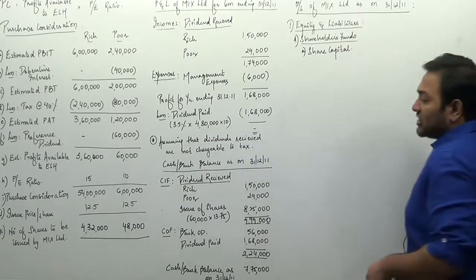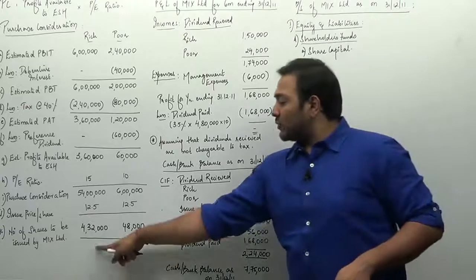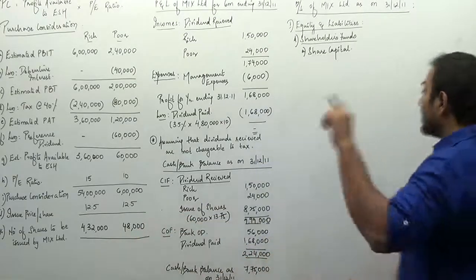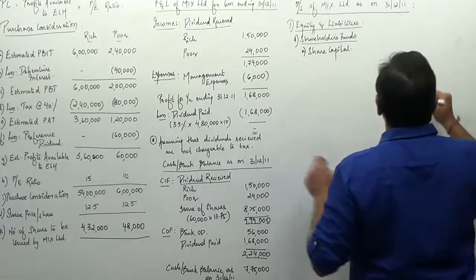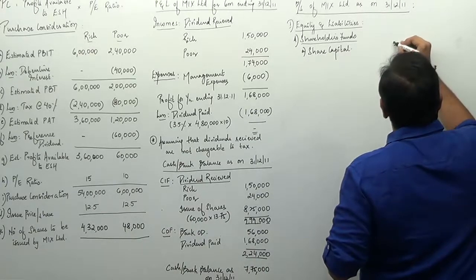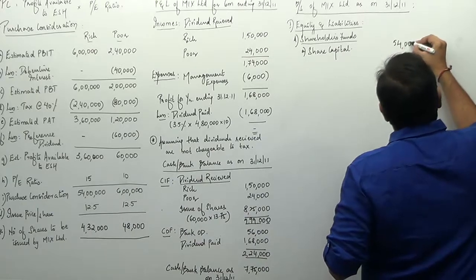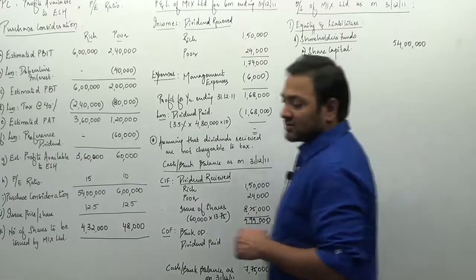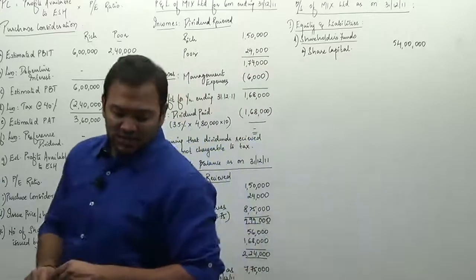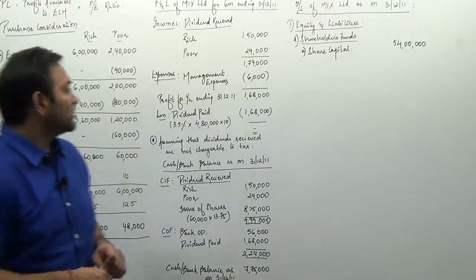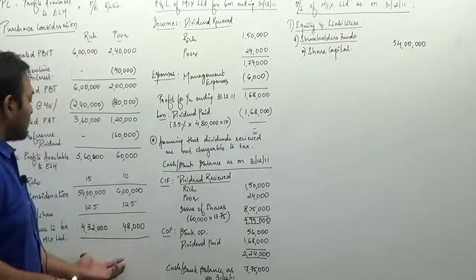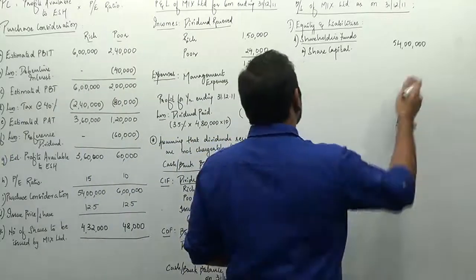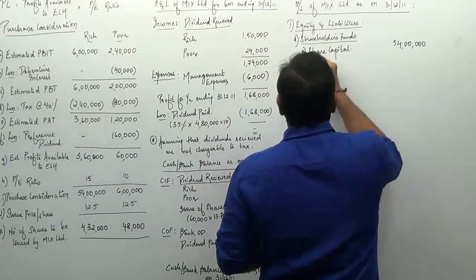Check your share capital. How many shares? 4,32,000 plus 48,000 issued as PC, 4,80,000, plus 60,000 shares issued to the outsiders, total 5,40,000 shares, each share of 10 rupees each. So my total equity share capital is 54 lakhs. 60,000 shares issued for cash, so 60,000 plus your PC 4,80,000, 5,40,000 into 10, 54 lakhs.